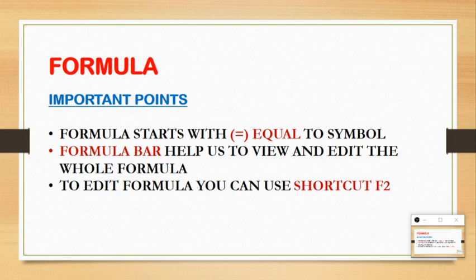Before we start calculating, let us know some important points. First, the formula starts with equal symbol. So without equal symbol, we cannot write a formula. Second, the formula bar is used to view and edit the whole formula. So if you want to view or edit the formula, we use formula bar. Third, F2 is a shortcut key to edit formula. So if you want to edit a formula which is already written, we use the shortcut key F2. So let's start.